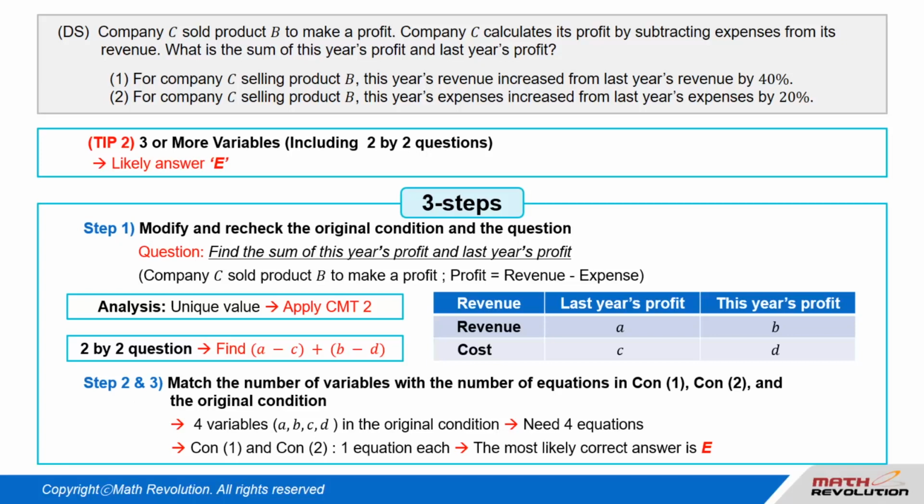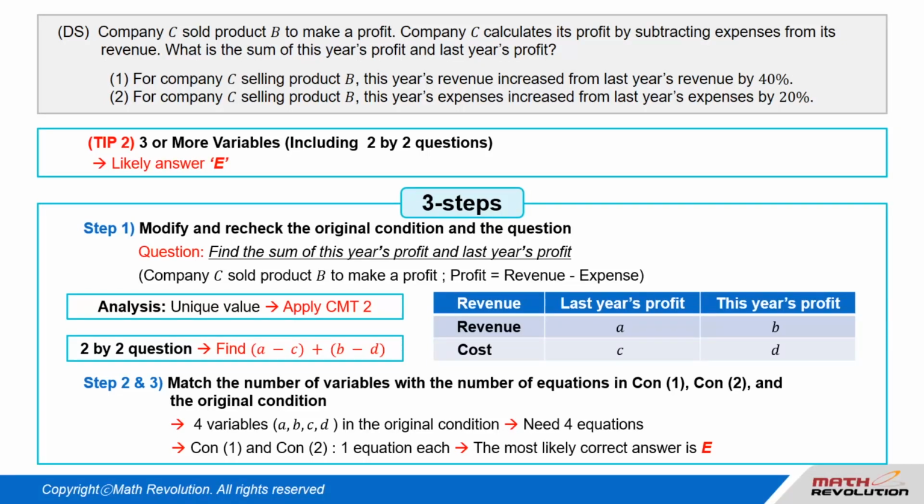Last year's revenue, A. This year's revenue, B. Last year's cost, C. This year's cost, D. This is related to profits, so you need to know the revenue and the cost. The answer is E because there are 4 variables. We are dealing with 4 variables, A, B, C, and D, and we are looking for the value of A minus C plus B minus D.